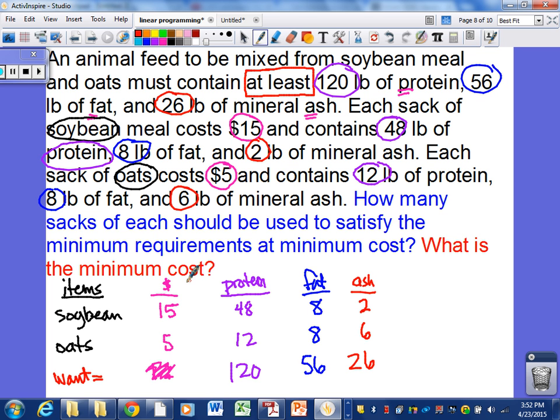Okay, so here's your cost function. That's what we want to minimize. Notice there's not a third variable down here, so this is your cost function. Here's one equation, here's 2 equations, there's 3 equations. Okay, so we have 3 different things to contend with, so we have 3 different equations. So let's go over here and let's make our equations.